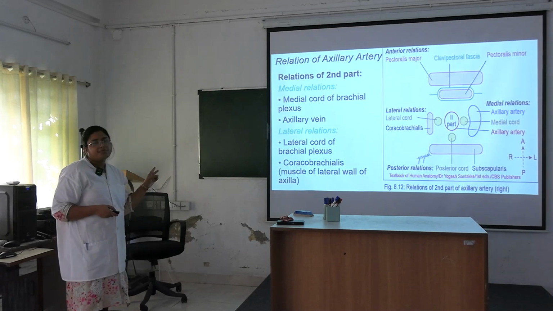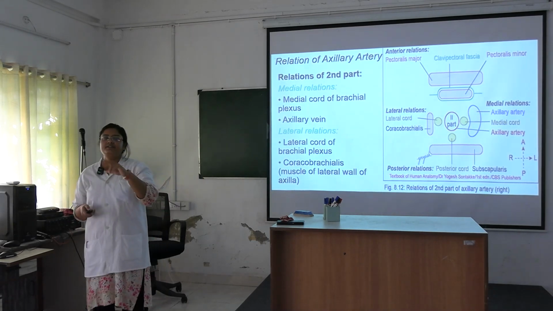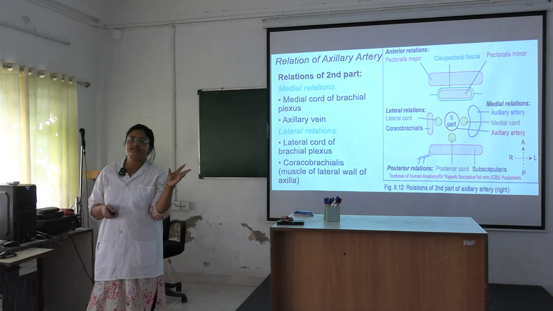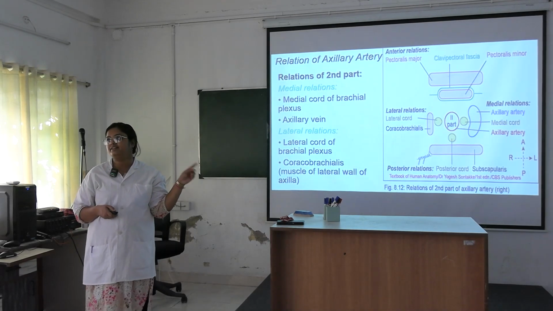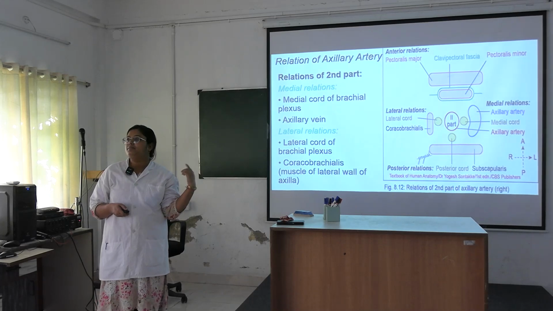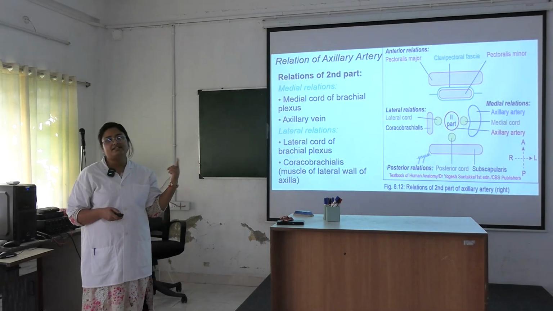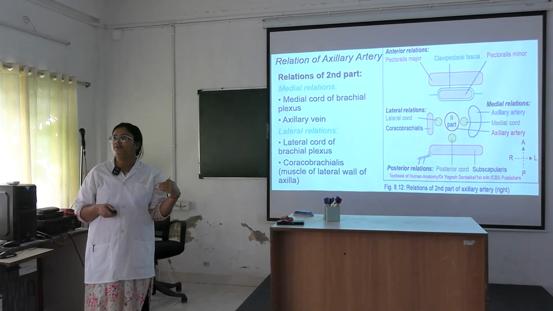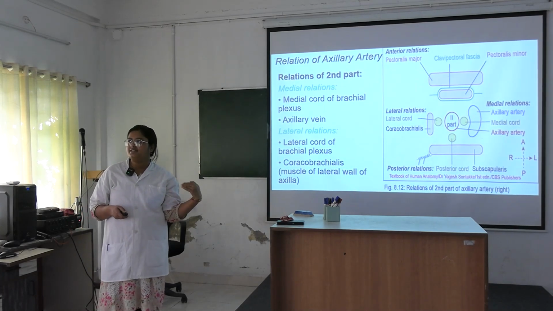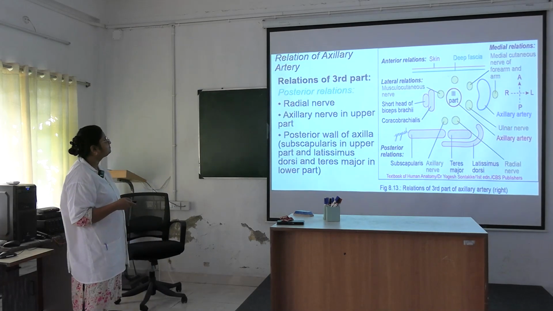Okay, this is important, relations of the second part. We are naming the cords of brachial plexus according to their location in relation with this axillary artery second part. Medial cord is lying medial to the axillary artery, lateral cord is lying lateral to the second part of axillary artery, and posterior cord is lying posterior to the second part of axillary artery. That part is important.